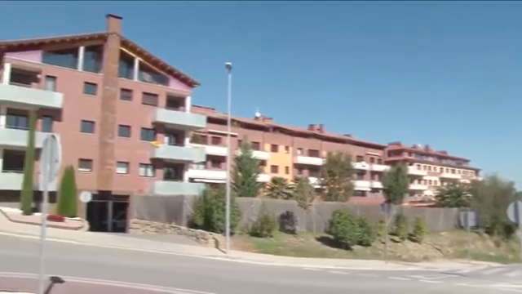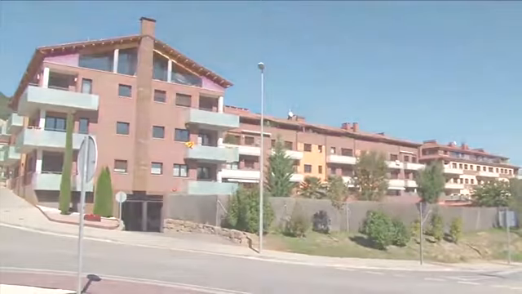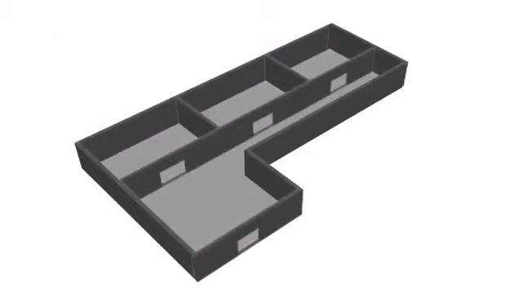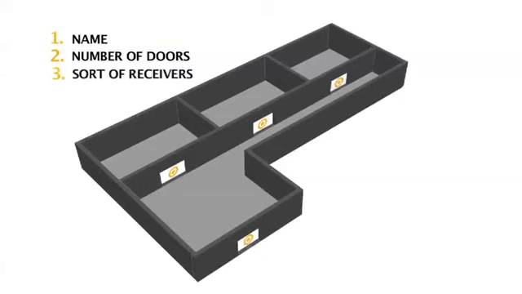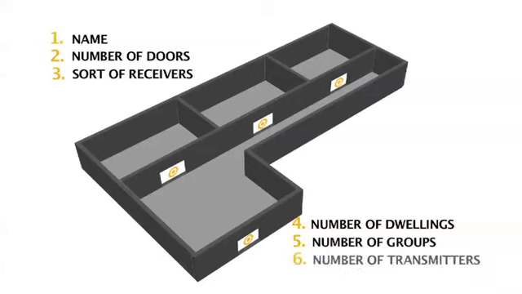Before creating a new installation, we have to study what we wish to do. Firstly, it must be given a name. We must know the doors which have to be automated, the receivers used at each door, the number of dwellings that each building has, the groups we will create, and the transmitters that correspond to each group.